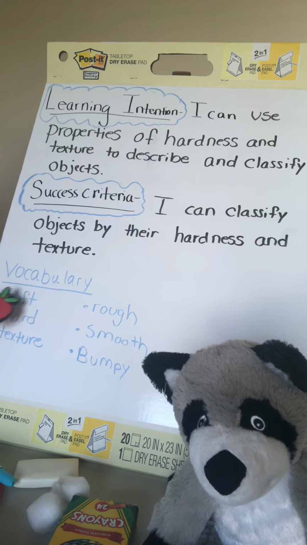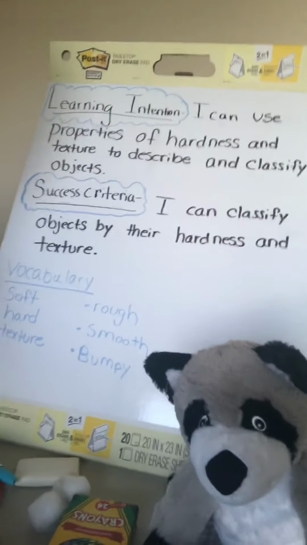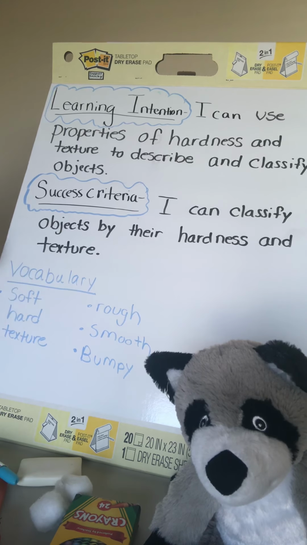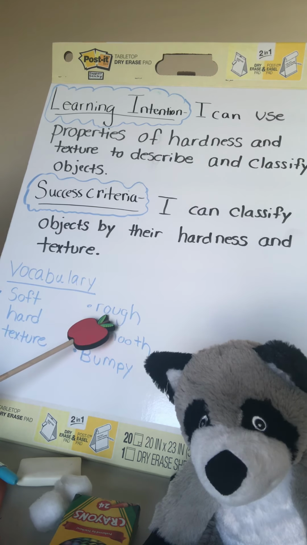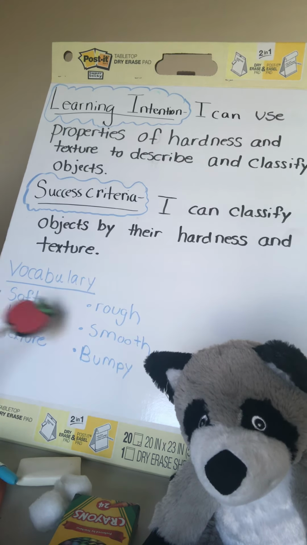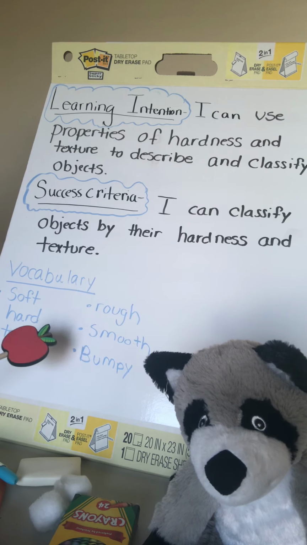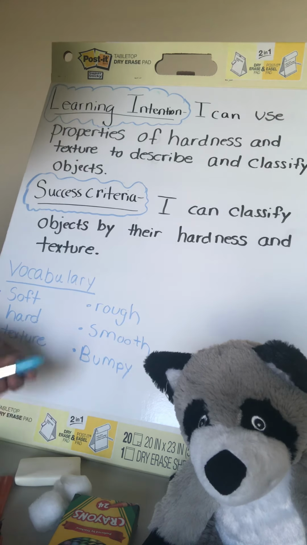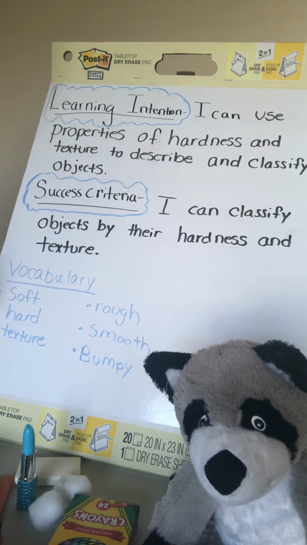Okay, so you have your vocabulary: soft, hard, texture, rough, smooth, and bumpy. These are your vocabulary words that you have to focus on this week because we're talking about classifying objects by hardness and texture. So I have some objects that I brought with me that I found around my home, and we're going to classify them by their texture.